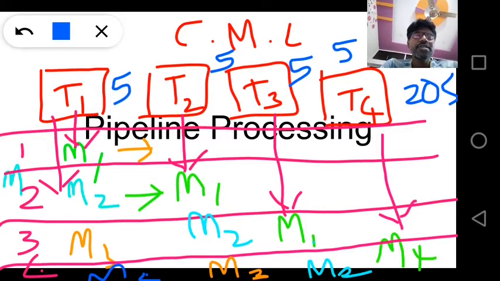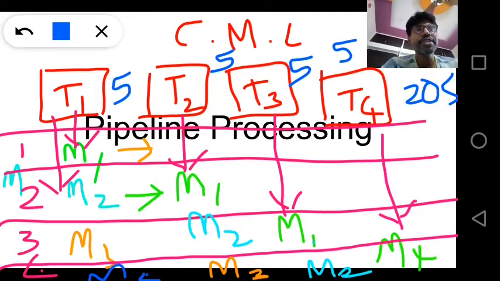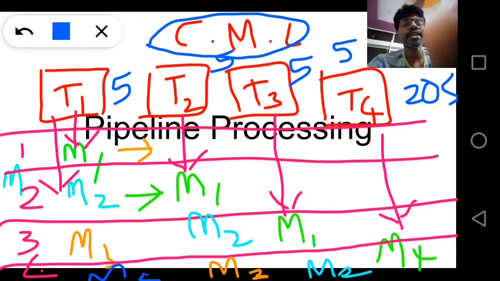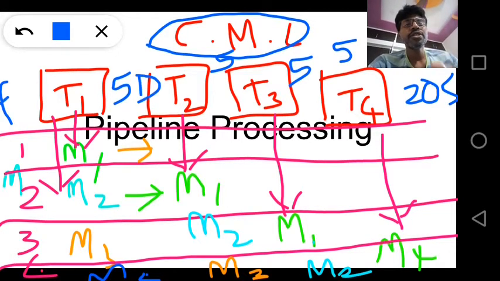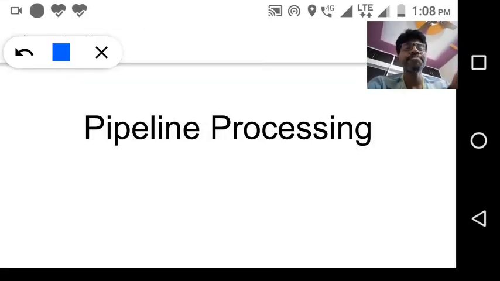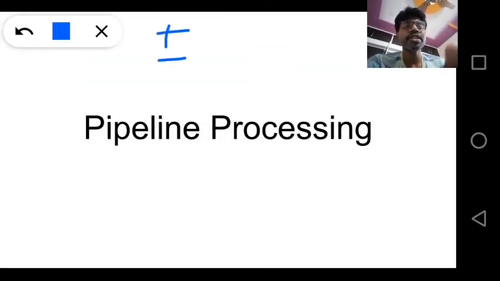By dividing the task, this is called pipeline processing, and it's a very important processing technique. I hope you are getting what I'm trying to say. Let me repeat that. Similarly, you can compare it with the instruction execution cycle, which contains four stages: fetch, decode, execute, and store. So the instruction cycle has been divided into these stages.